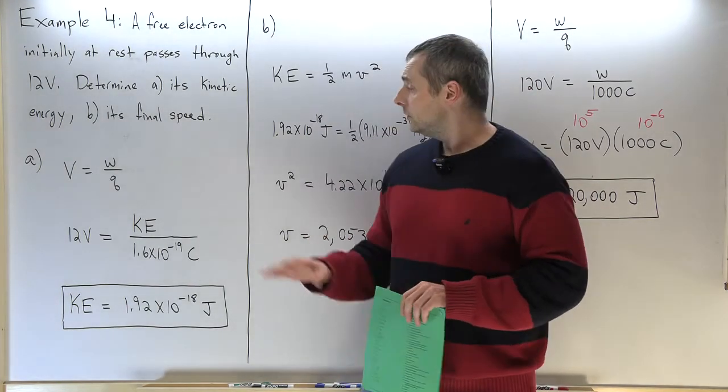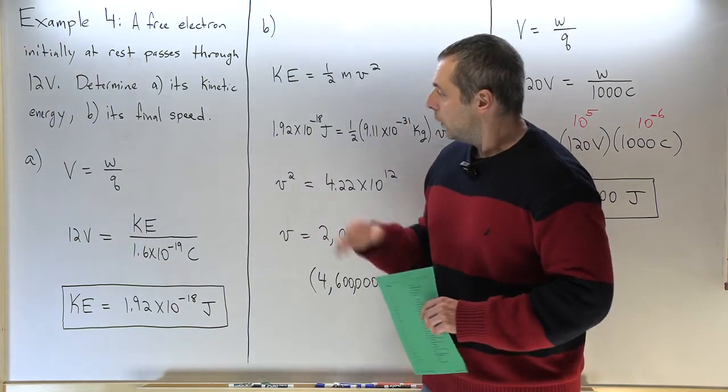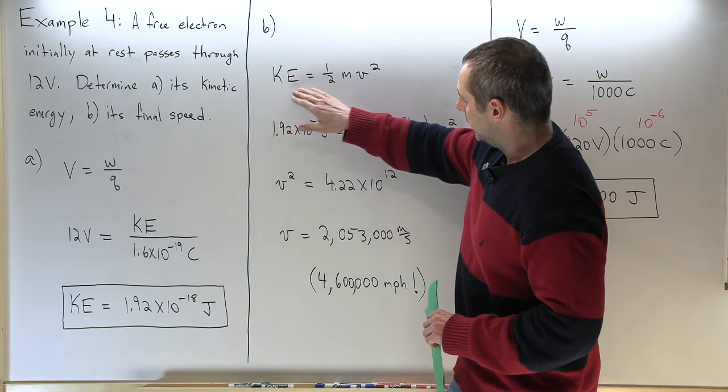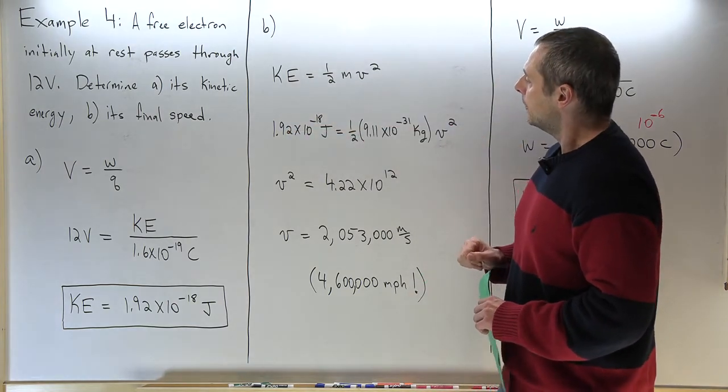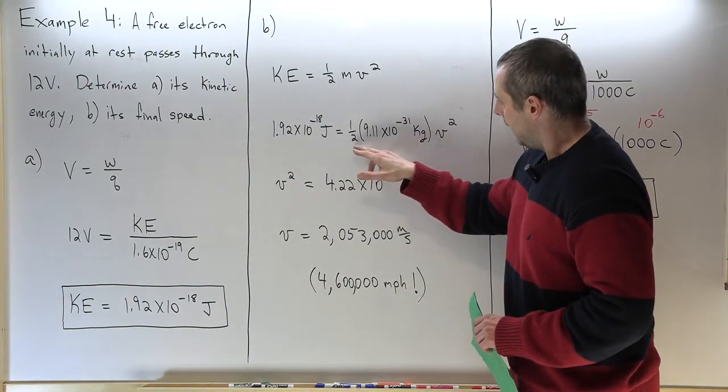So I'll create a pause to allow you to copy this down. The next step: so what is the speed? Now that we know the kinetic energy, we plug in KE equals 1/2 mv squared. And then we take that answer, we put that in for kinetic energy, and then the mass.